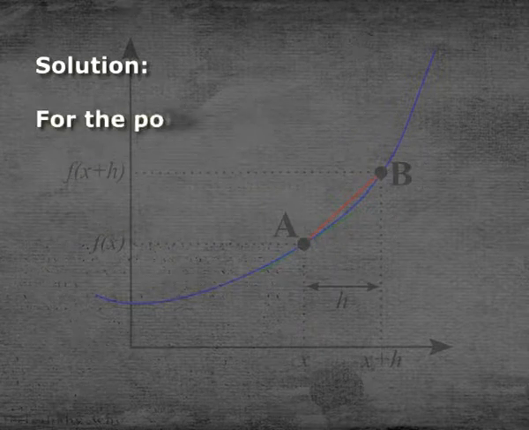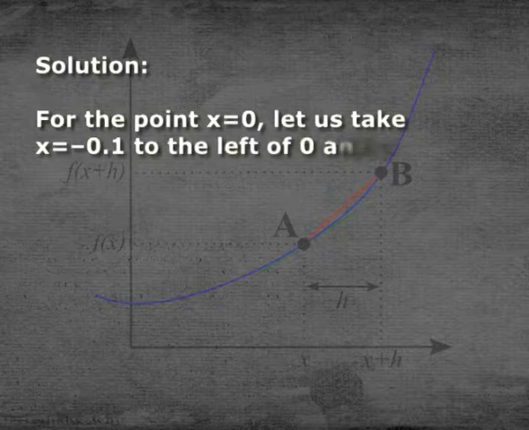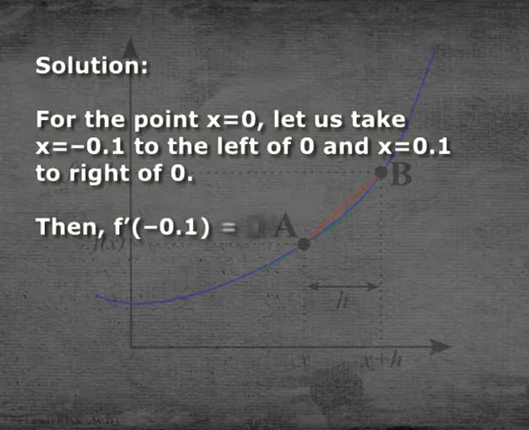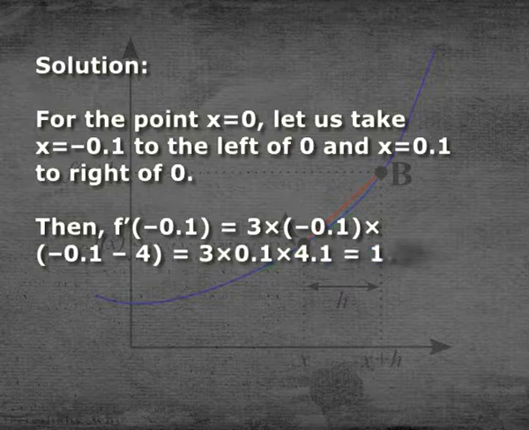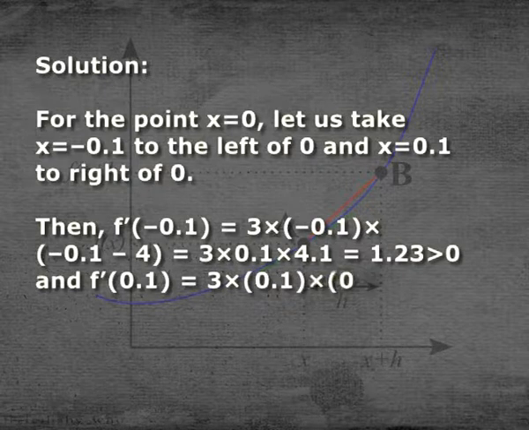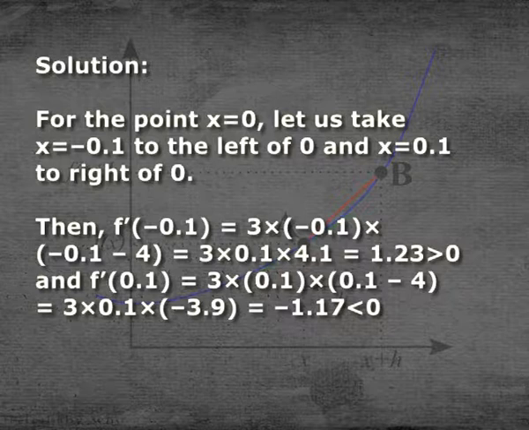For the point x equal to 0, let us take x equals minus 0.1 to the left of 0 and x equals 0.1 to the right of 0. Then f dash of minus 0.1 will be equal to 3 into minus 0.1 into minus 0.1 minus 4. That is equal to 3 into 0.1 into 4.1, that is equal to 1.23, which is greater than 0. And f dash of 0.1 will be equal to 3 into 0.1 into 0.1 minus 4, which is equal to 3 into 0.1 into minus 3.9, which is minus 1.17, which is less than 0.